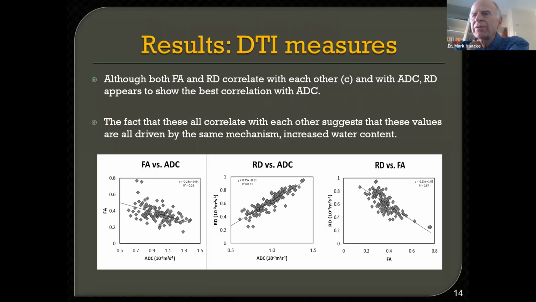We can also plot the 3 measures of diffusion. In this case, we plot the fractional anisotropy versus the ADC value and the radial diffusion, RD, as a function of ADC. And you can see these are all linearly related. So again, I don't really need all 4 of these measures. If I have one of them, I can predict the other ones.